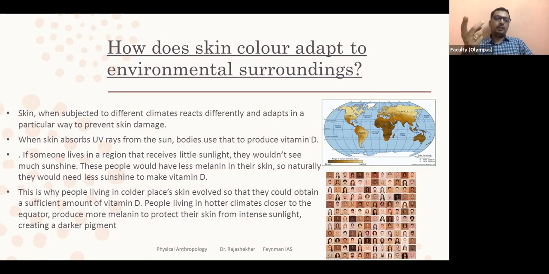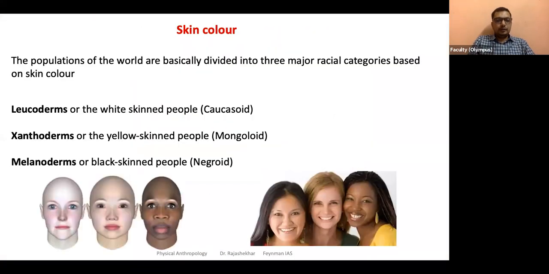Either you can see it in the form of vitamin D production, or you can also explain it in the sense of UV damage to the body. Okay, so we are clearly seeing there's a biological basis to this concept. How do you differentiate people into this? This is something that is very well known.